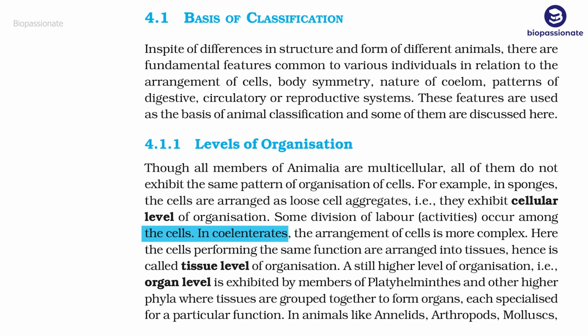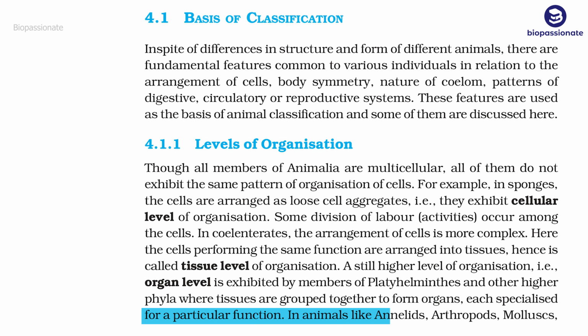In coelenterates, the arrangement of cells is more complex. Here the cells performing the same function are arranged into tissues, hence it is called tissue level of organization. A still higher level of organization, that is, organ level, is exhibited by members of Platyhelminthes and other higher phyla, where tissues are grouped together to form organs, each specialized for a particular function.